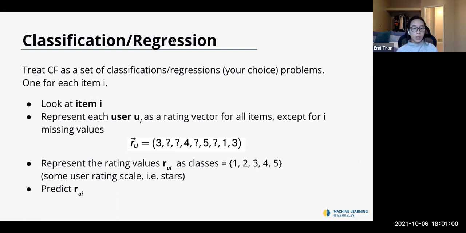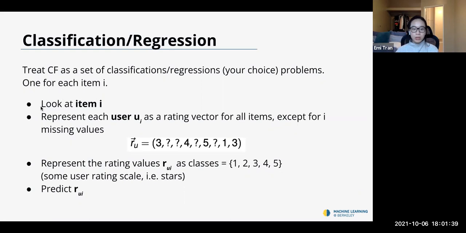So okay, classification. What are they? For collaborative filtering, you can treat your whole problem of predicting all those missing holes, the missing part of the matrix, as a classification problem. In real life, you can choose any classification or regression model of your choice, and when you choose classification, you try to do one for each item I.